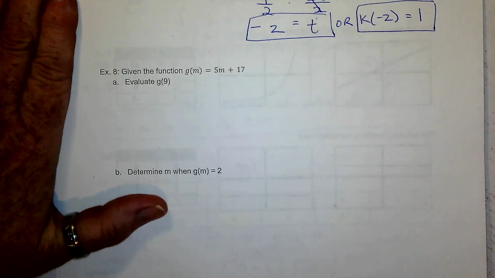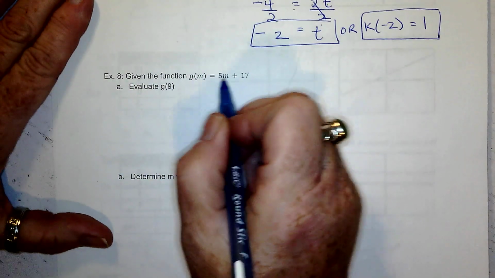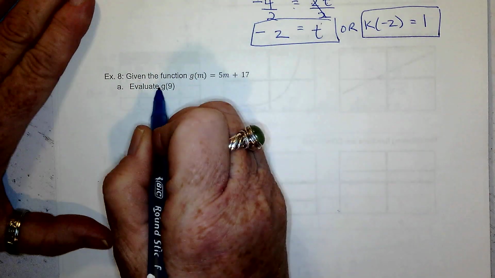All right. Given the function g of m is equal to 5m plus 17, we want to evaluate g of 9.